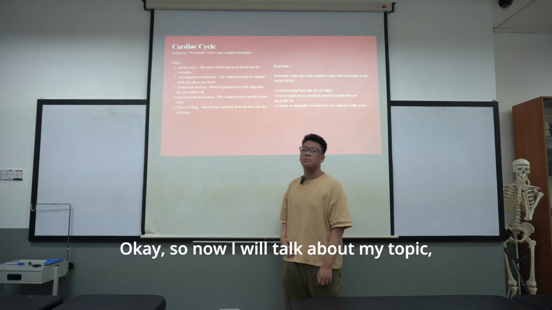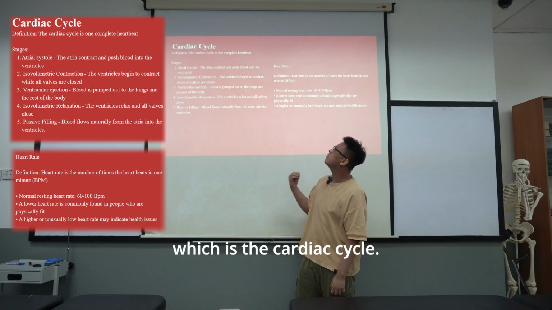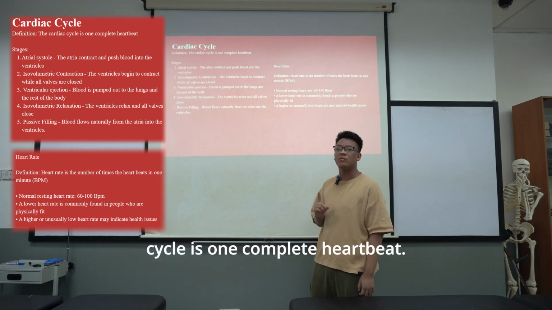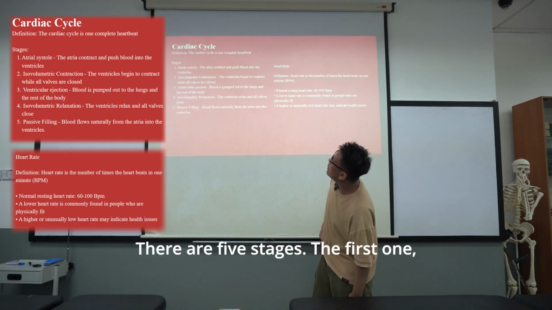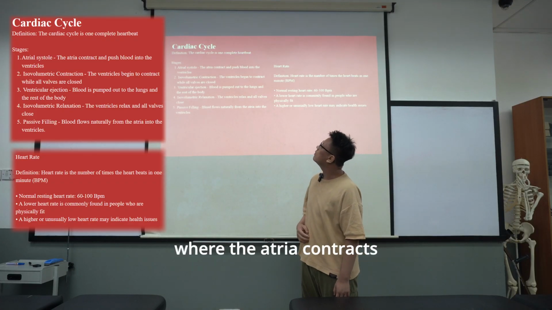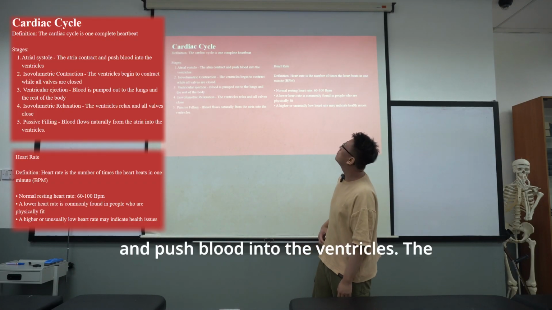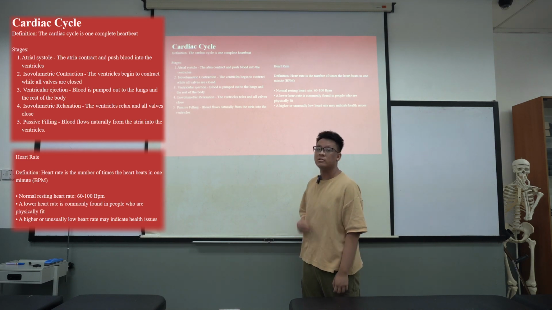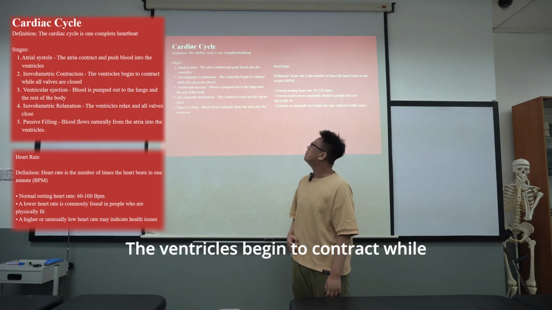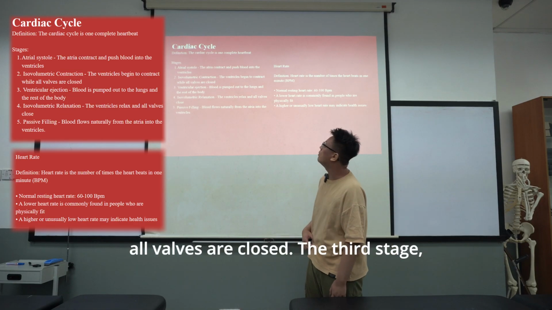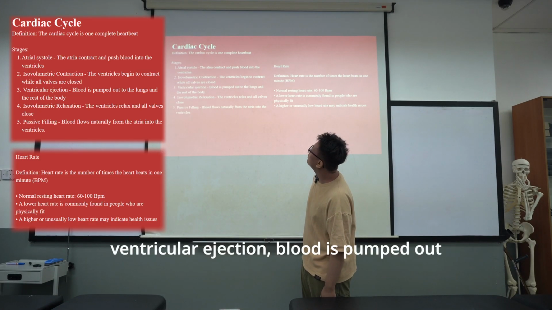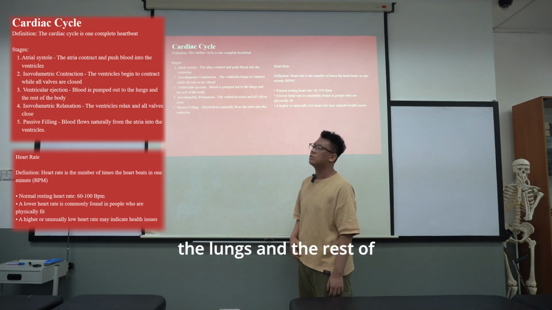Okay, so now I will talk about my topic, which is the cardiac cycle. A cardiac cycle is one complete heartbeat. There are 5 stages. The first one, atrial systole, where the atria contract and push blood into the ventricles. The second, isovolumetric contraction. The ventricles begin to contract while all valves are closed. The third stage, ventricular ejection. Blood is pumped out to the lungs and the rest of the body.